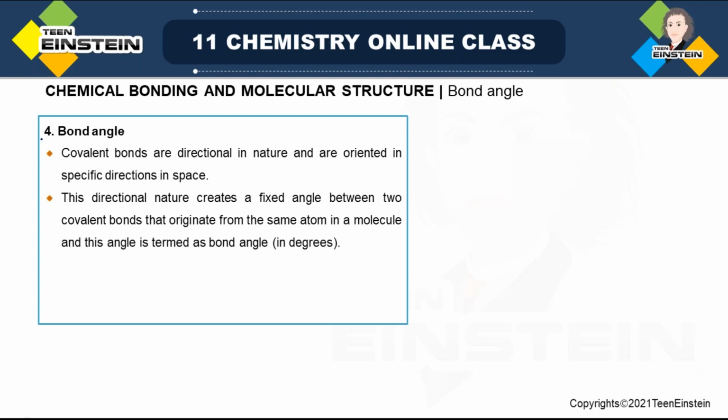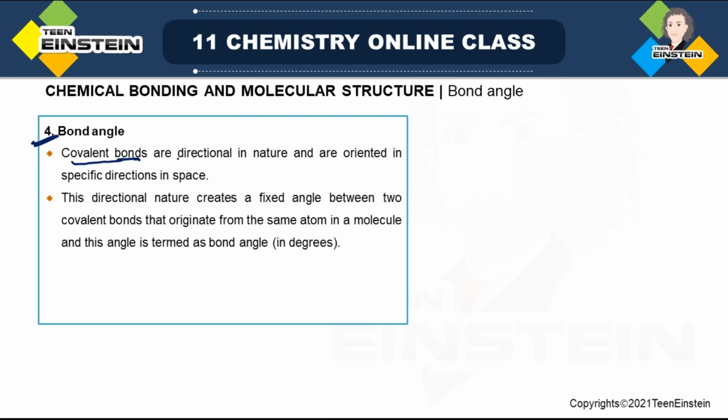Next one is number 4. It is bond angle. So we are now discussing the 4th parameter of bond parameters. There are several parameters, and now we have reached number 4. The first 3 we have covered: bond length is number 1, bond order number 2, and bond enthalpy number 3. Now we have reached number 4, which is bond angle.